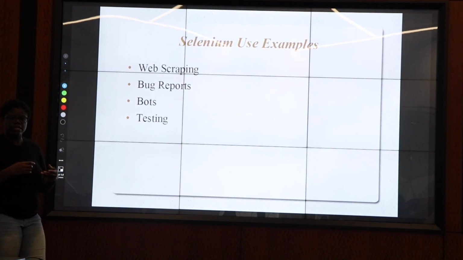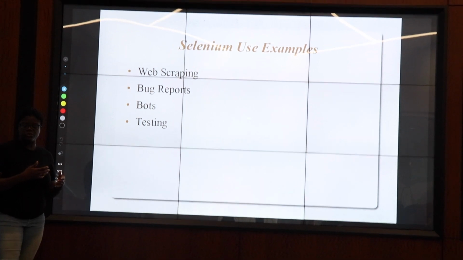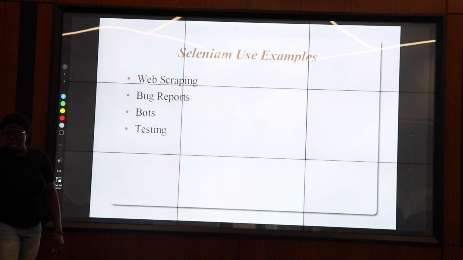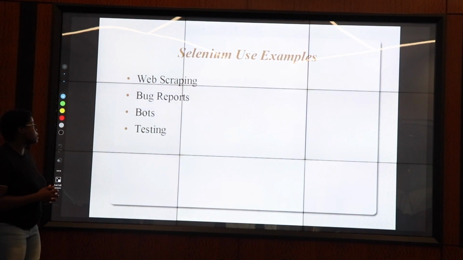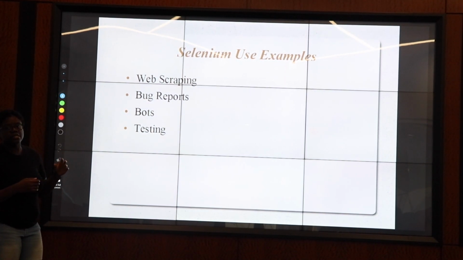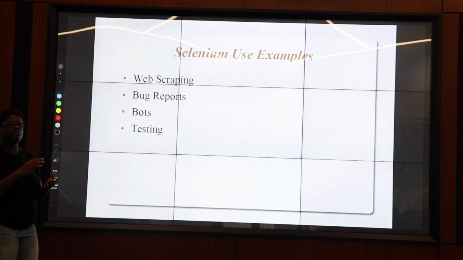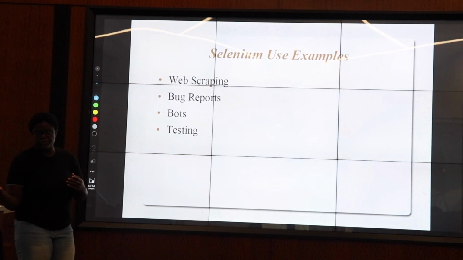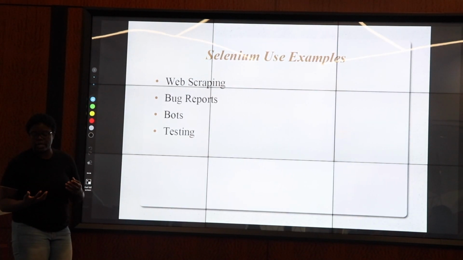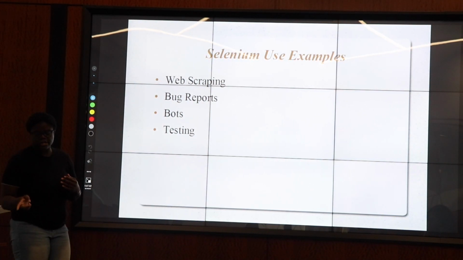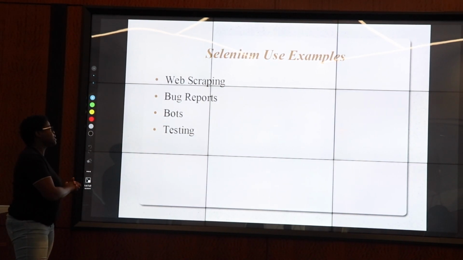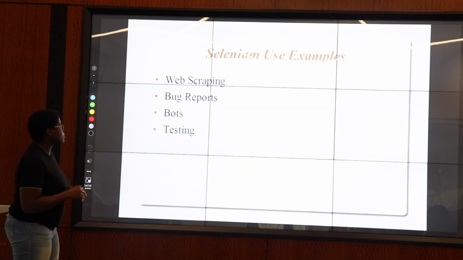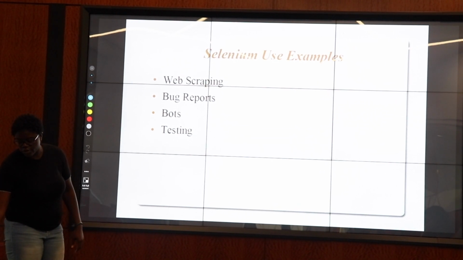Web scraping, if you're a data person, then you might be familiar with it. It's basically writing a script that retrieves data from websites and web applications. Bug reports is just reproducing bugs from a web application. Bots, some people think of spam bots, but it's also just another way of testing, another way of retrieving information from web applications without manually doing it. And then finally, testing, which is what we're going to focus on today. But I just wanted to give you an idea of what Selenium is all about, if you've never heard of it, and what it's being used for.